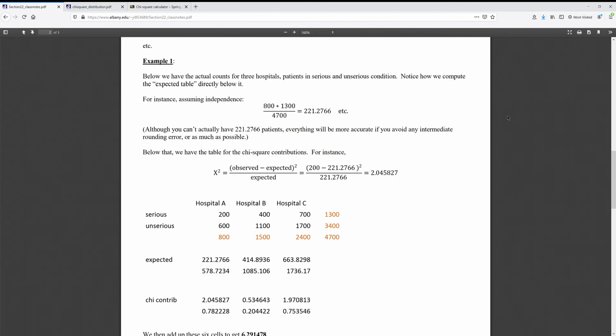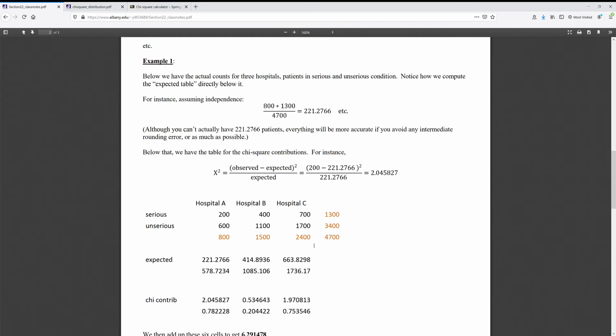Okay, chi-square test of independence, section 22, page 2. Now all that remains is to look at an example. So below we have actual counts for 3 hospitals and whether the patients are in serious or unserious condition.